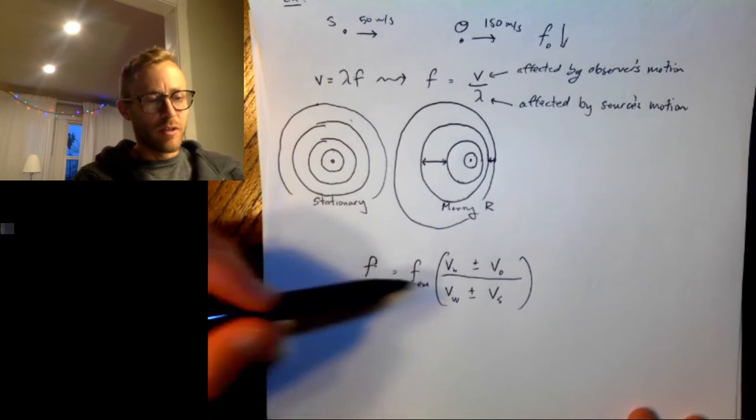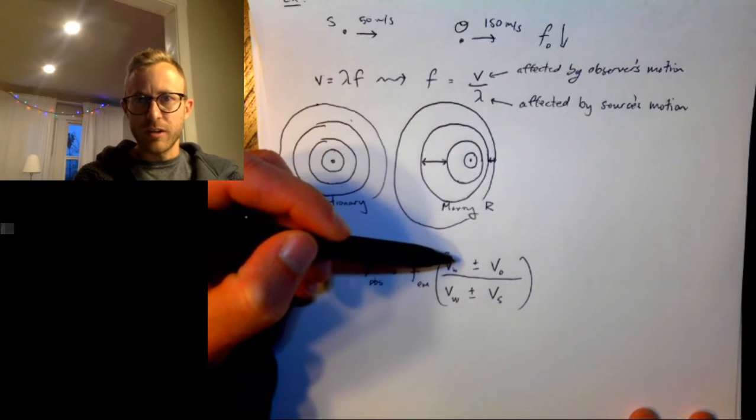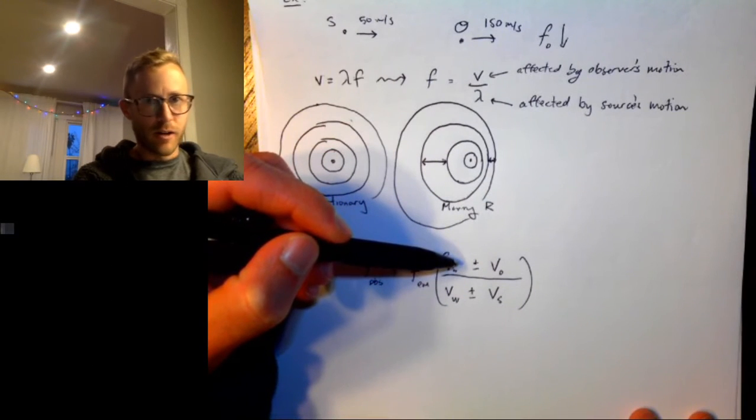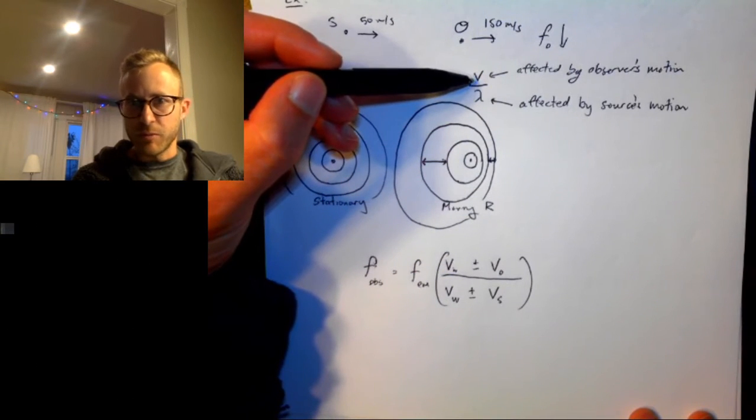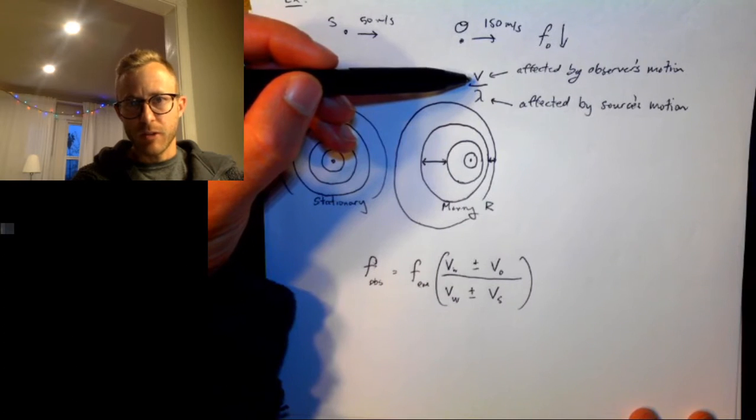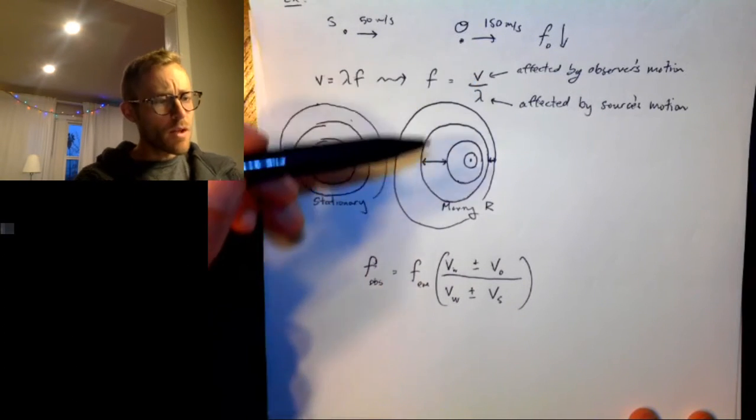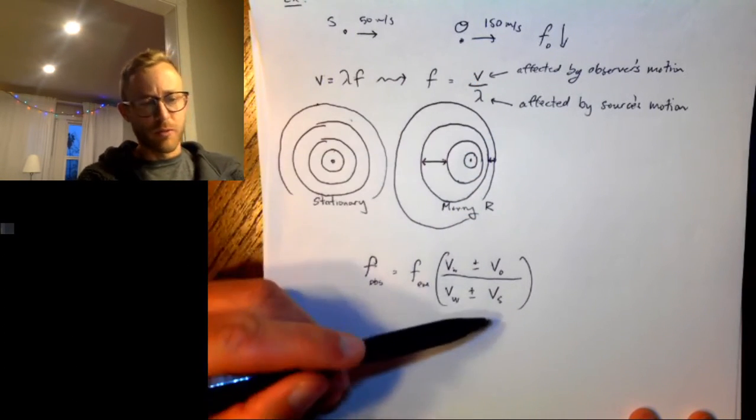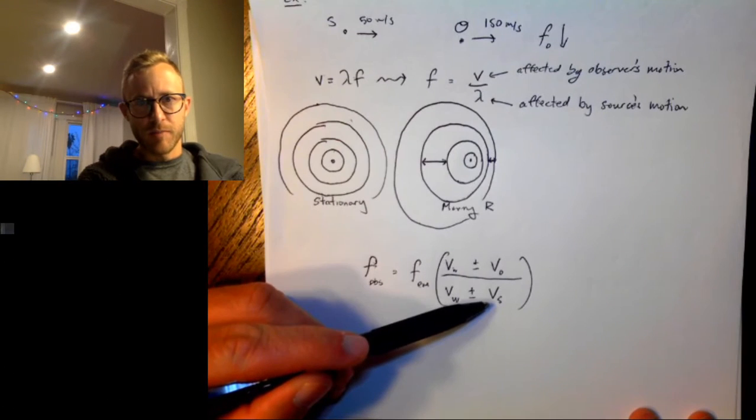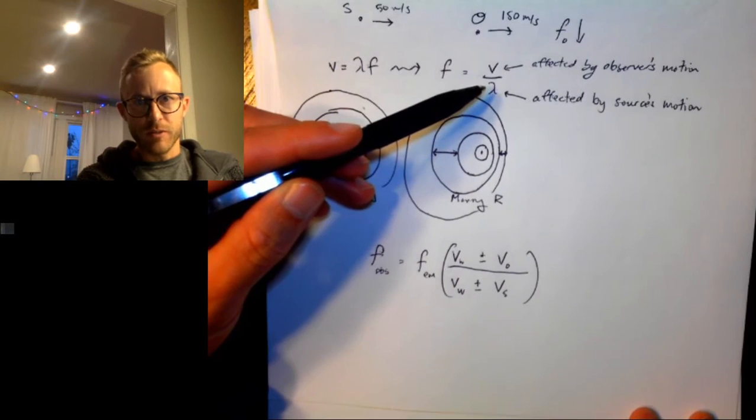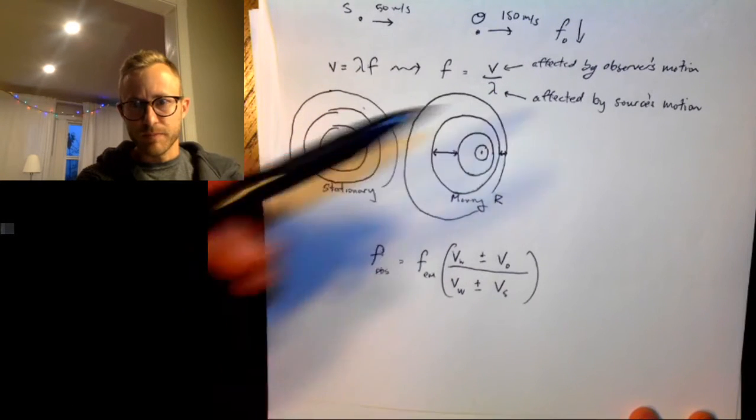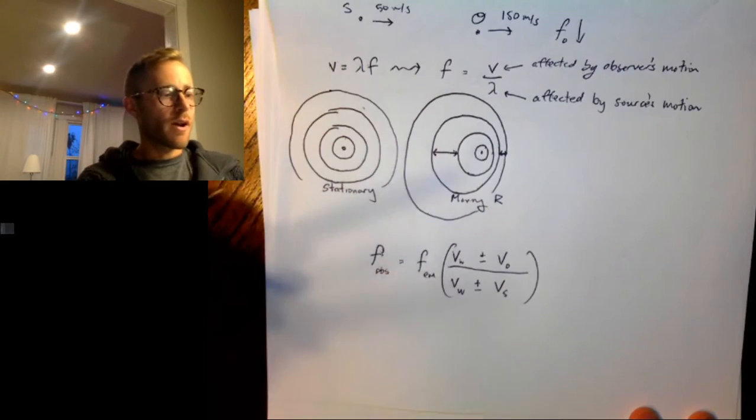You can see that the observer's motion is in the numerator, because remember how the observer's motion affects the velocity, which is in the numerator. Okay, so that's where that comes from. The source's velocity is in the denominator, because you can see in this equation I said that lambda is affected by the source's motion. Okay?